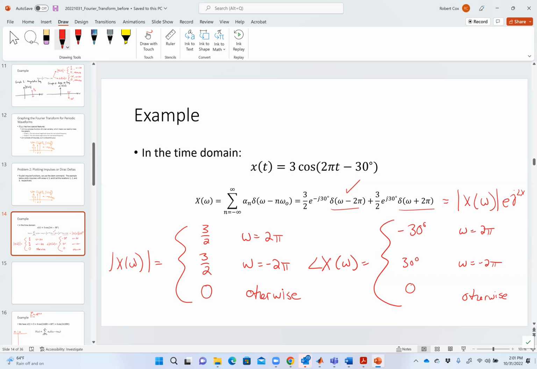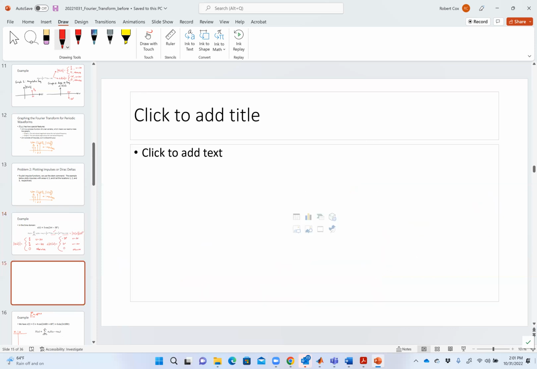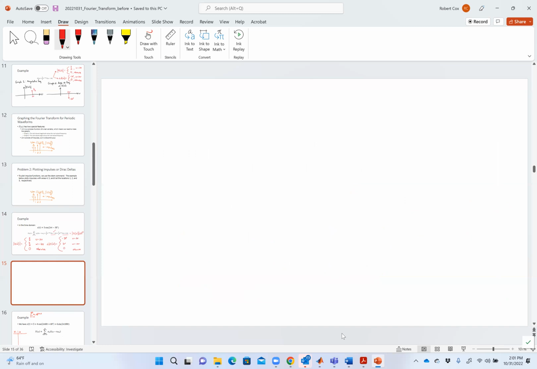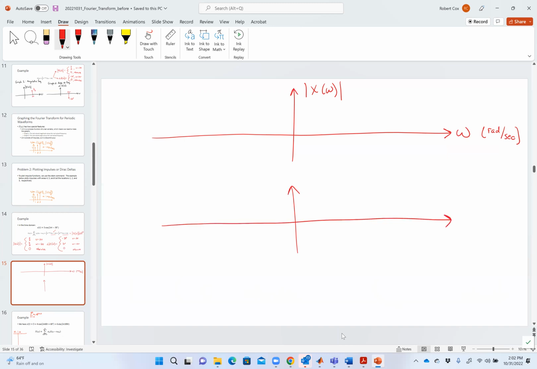So how would I sketch that? Let me make a set of axes for myself here. Unlike what I had before, my x-axis is labeled in terms of omega, in terms of frequencies. In this case, I've got it set up as radians per second. I write the magnitude of x here, and similarly the angle of x of omega here.